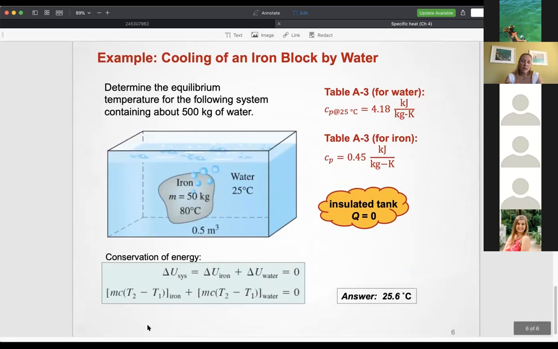And then this is the last problem that I'm going to do for the day. So we're cooling a piece of iron by putting it into water. We have this 50 kilogram iron at 80 degrees Celsius that we are dropping into a tank to cool it.